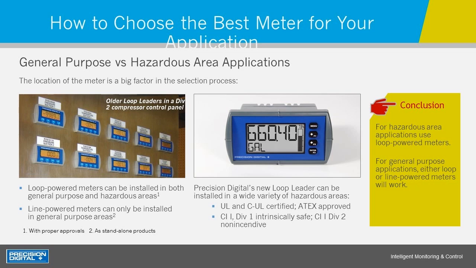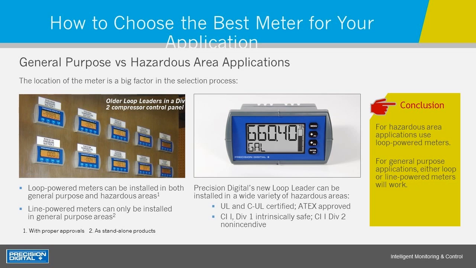So if you've got, for example, Class 1 Div 2 panels, or you are or have in your territory a Class 1 Div 2 panel shop, looking to loop-power meters like the loop leader is a great way to fairly inexpensively get approved units into those panels. Whereas there's no good way to put a line-powered panel meter into those panels without some kind of additional protection methods.